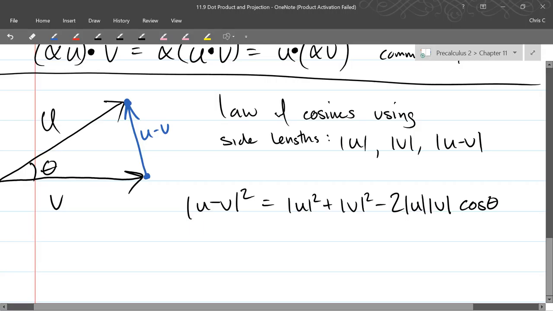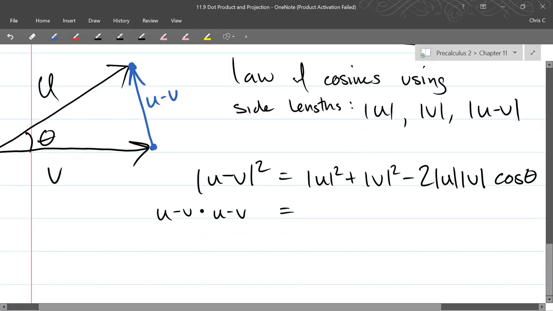Now we're going to spend a little time simplifying this. And the way we're going to do that, there's really nothing you can do in this form. So what we're going to do instead is rewrite all these magnitude squares as dot products with themselves. So u minus v of magnitude squared, u minus v dot u minus v.